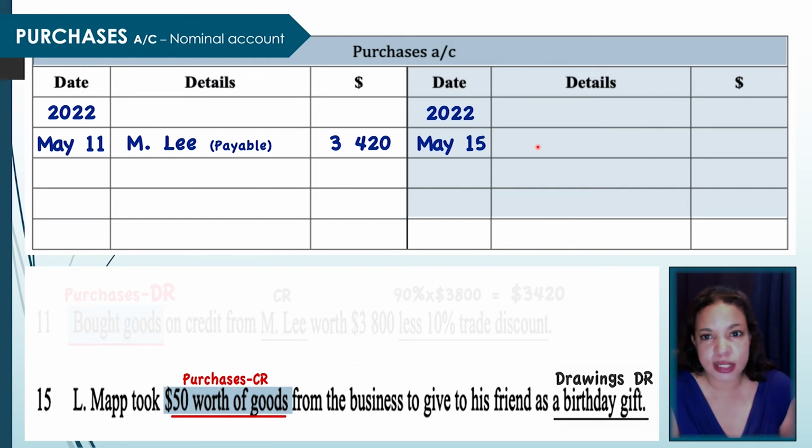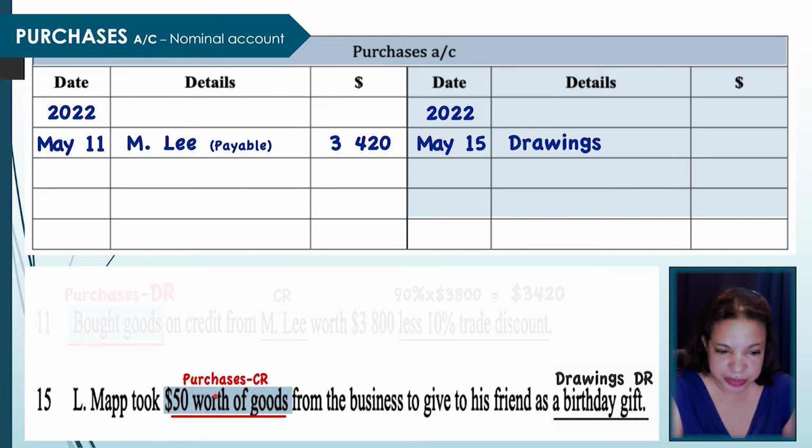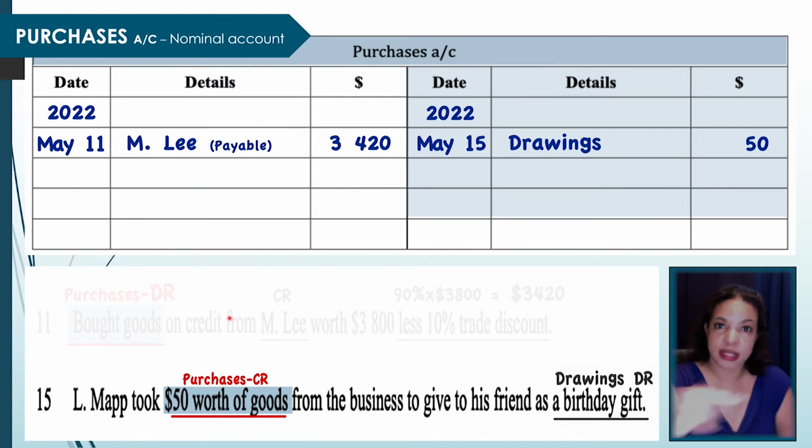Yes, the account that the opposite was done. So in other words, if we're on the credit side, which account was debited? And that would be drawings. And how much? $50. And therefore, you have just done the two transactions. See how nice and easy? Real nice and easy, quick.